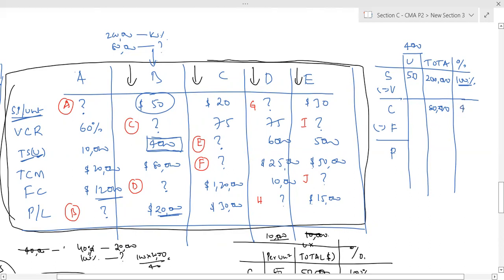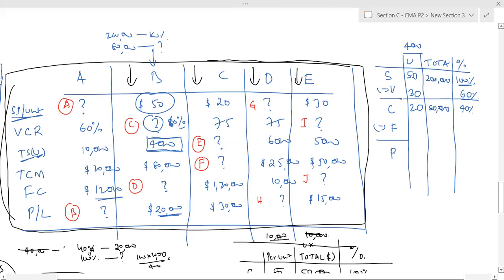40%. That means this is equal to how much percentage? 60%. When 100% is 50, 60% is how much? $30. So this is how much? This is 20. So we already got the percentage. This is how much percentage, variable cost ratio? 60%.